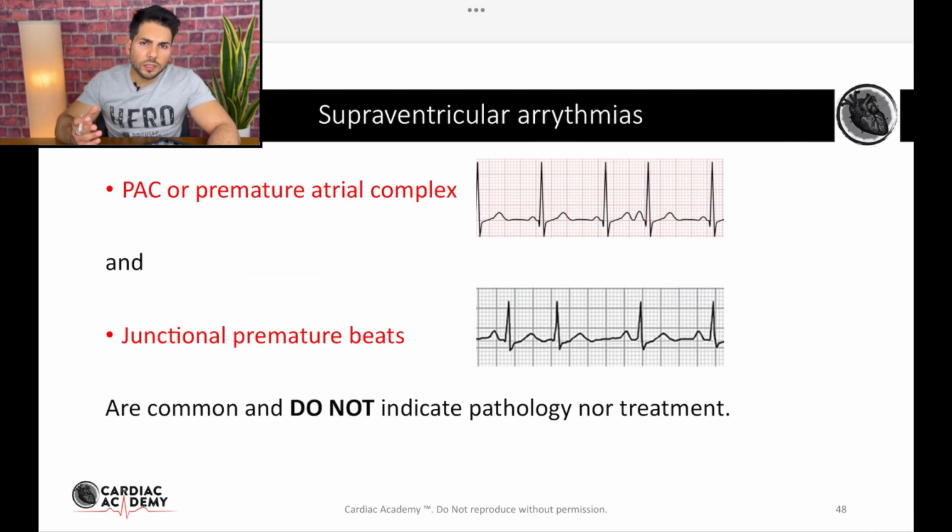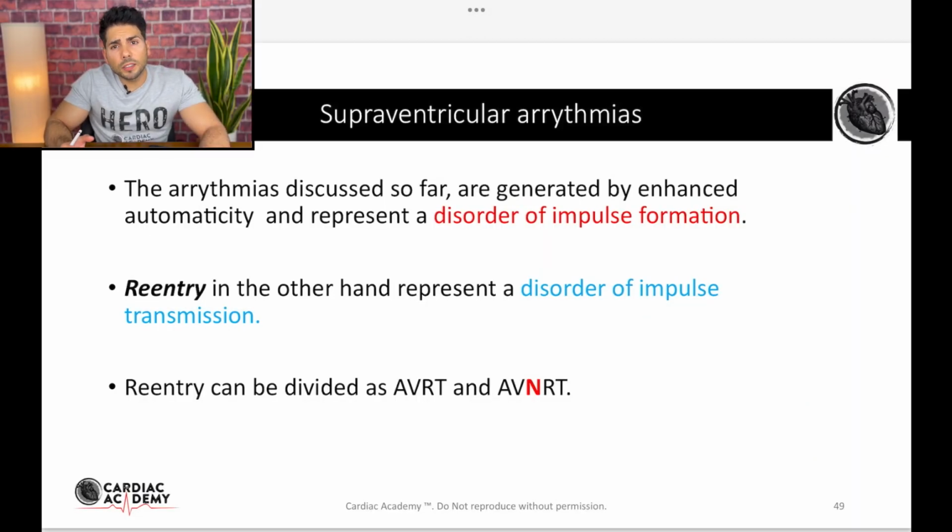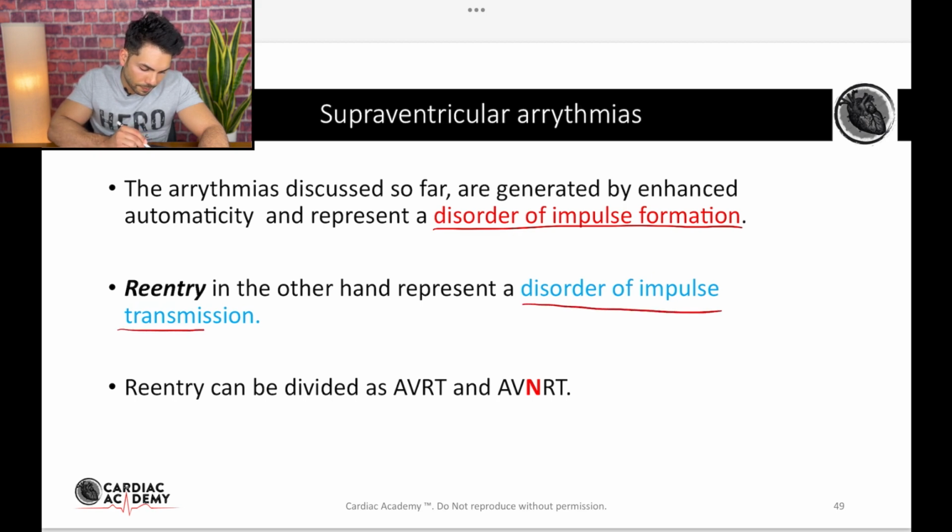So PACs and junctional premature beats are non-pathological, and they do not require treatment, okay? So if you see a patient with occasional PACs or premature junctional beats, that's okay. You don't have to worry. So far, the arrhythmias that we've discussed are due to enhanced automaticity, and they are known as disorders of impulse formation. Now, on the other hand, we have reentry, and reentry is due to a disorder of impulse transmission.